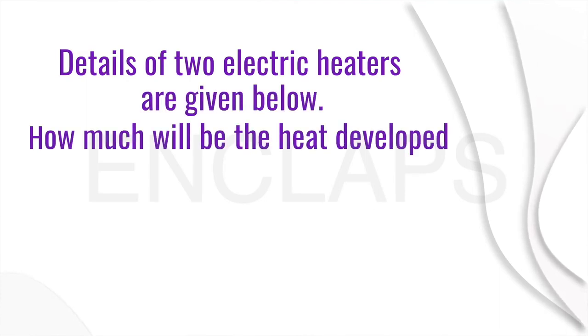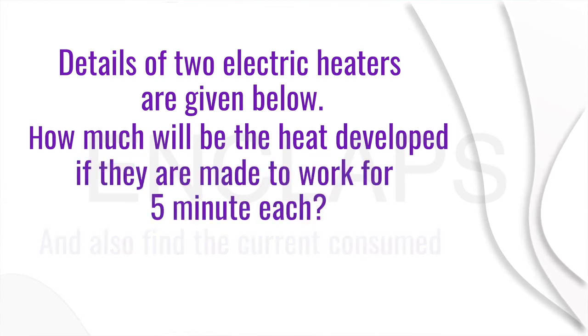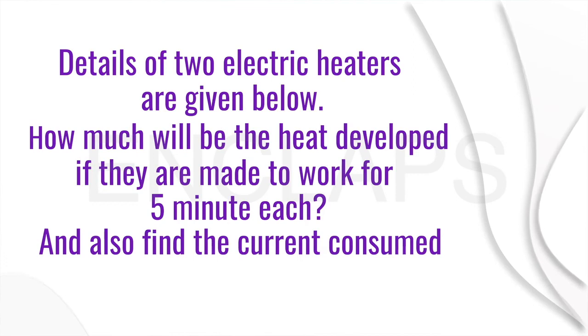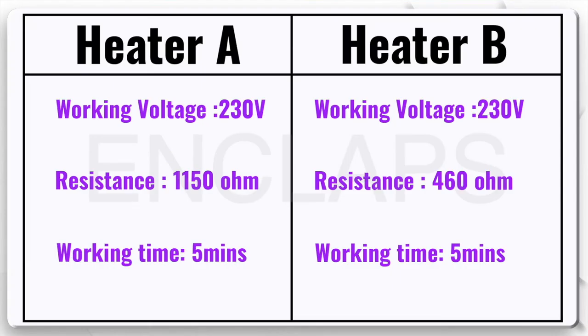Question: details of 2 electric heaters are given below. How much will be the heat developed if they are made to work for 5 minutes each? And also find the current consumed in each heater. Heater A, working voltage is 230 volt, resistance is 1150 ohm, working time is 5 minutes. In case of heater B, working voltage is 230 volt, resistance is 460 ohm, working time is 5 minutes.